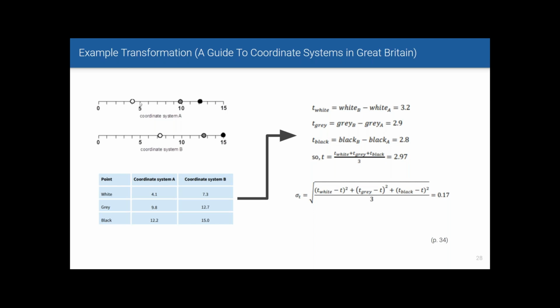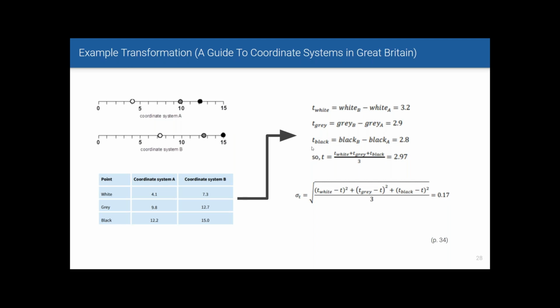So this is a fixed place. In coordinate system A, white was at 4.1, gray is at 9.8, and black is at 12.2. And then we go back and measure white, gray, and black again using coordinate system B. And this time we get coordinates 7.3, 12.7, and 15.0. Same points, just measured in a different reference frame.